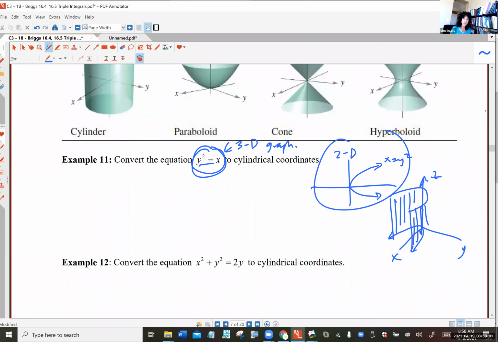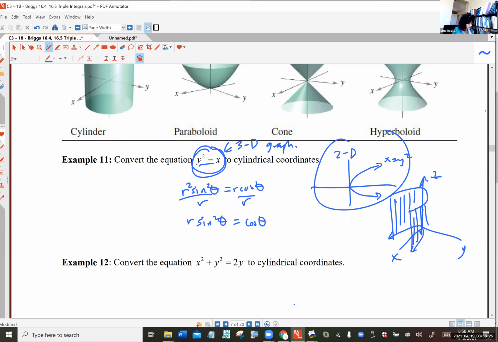So convert that to cylindrical. Well, you just replace y with r sine theta. So y squared is r squared sine squared theta, and x is r cos theta. And then you do something that's normally illegal. You divide by a variable, but we're going to assume r is not 0 to make this all legal. And then you have r sine squared theta equals cos theta.